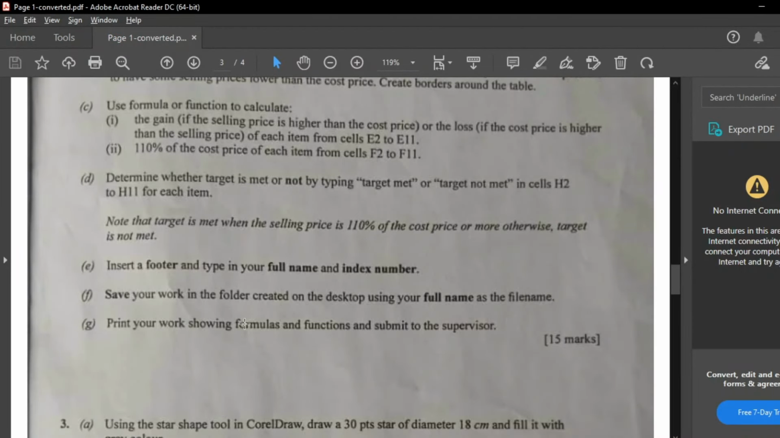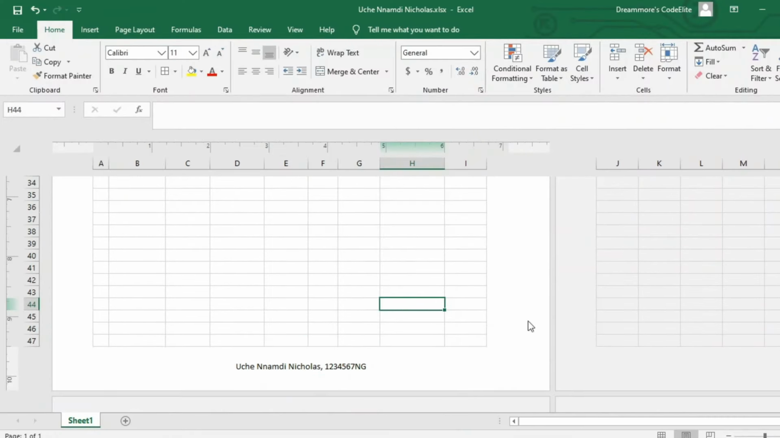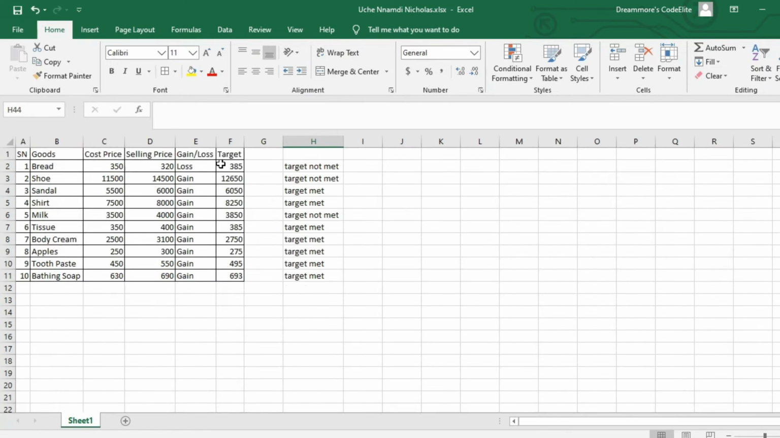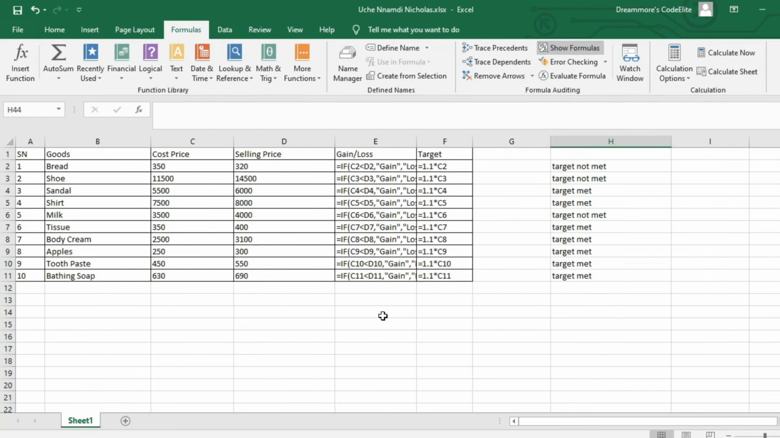And then you print your work showing formulas and functions. Submit to the supervisor. So let's move over to the question. I will go back to the normal view. All right. So we need to print this showing the formulas and the functions that we used. To achieve that, I'll quickly go to formula here, and then I'll go to show formulas. Click on that, and the formulas are going to appear.